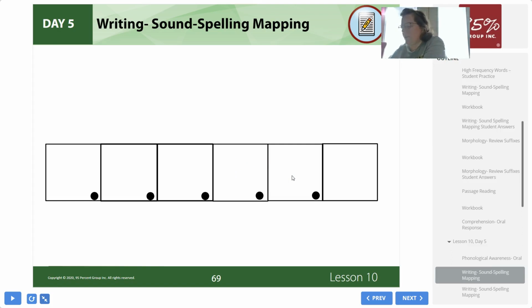So now we're going to try another one. The word is always. Finger stretch, always. Always. Ah, ah, ah. How many sounds? 5. How many boxes? 5. 1, 2, 3, 4, 5. I placed a dot at the corner of each box. Now watch me write the letter or letters that spell each sound.